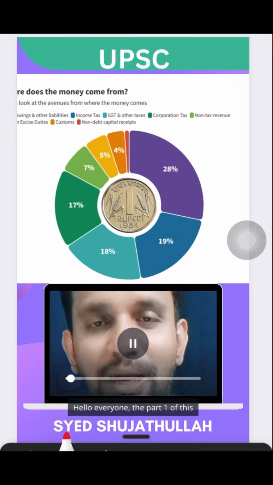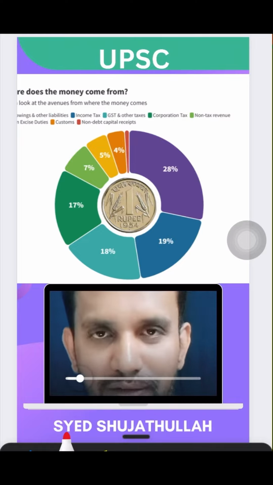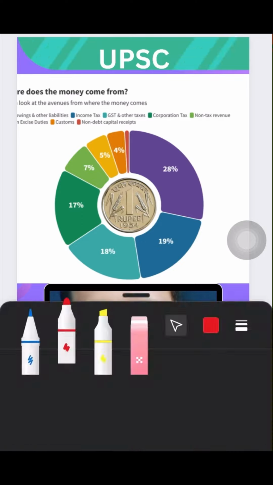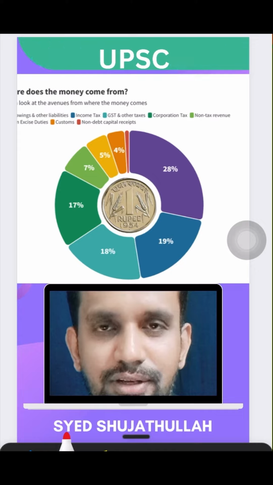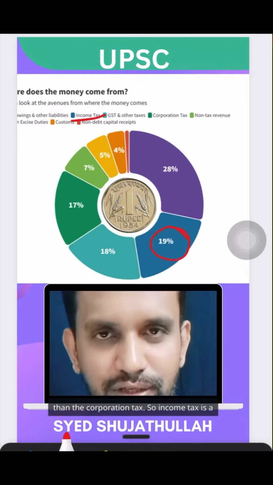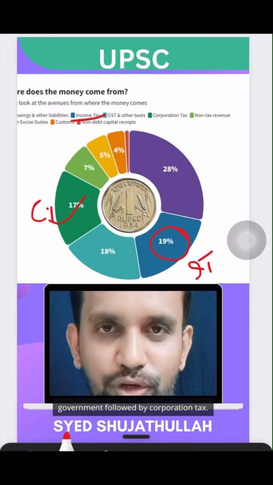Hello everyone, the part 1 of this particular chart I have already told in the previous short. Please look into that. Now if we decode this chart more, you will also find that within the direct taxes, it is the income tax which contributes more than the corporation tax. So income tax is a major direct tax revenue source to the government, followed by corporation tax.